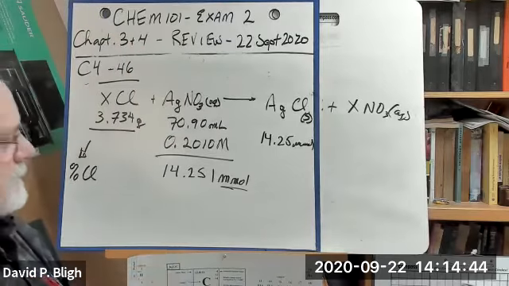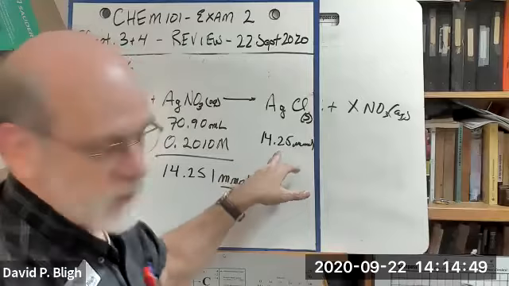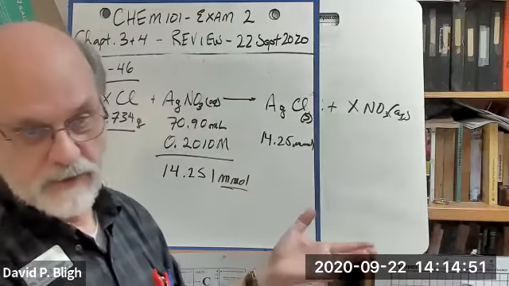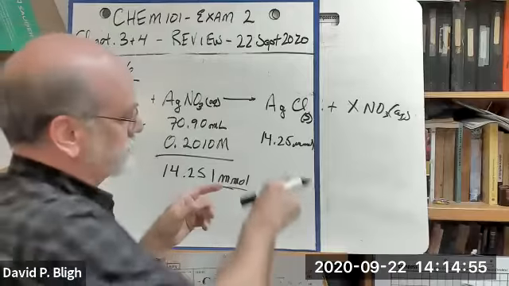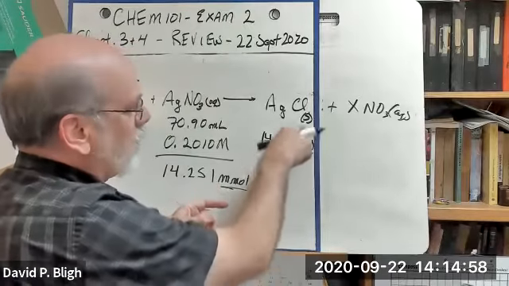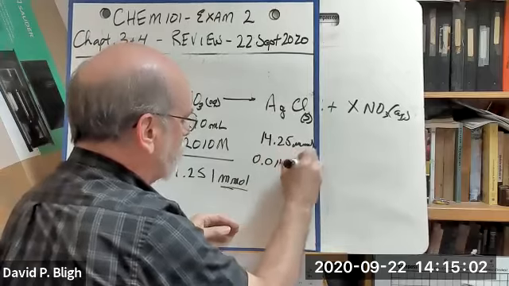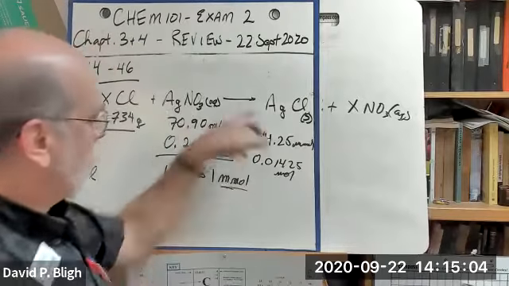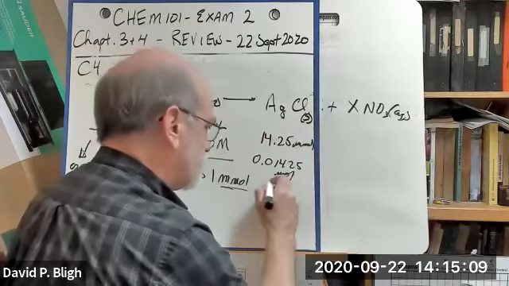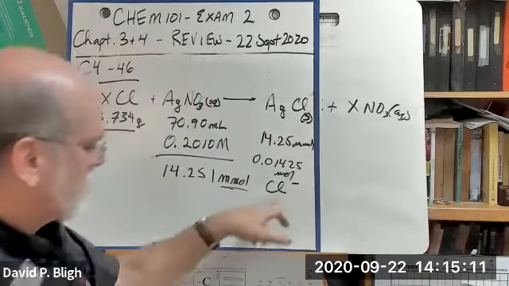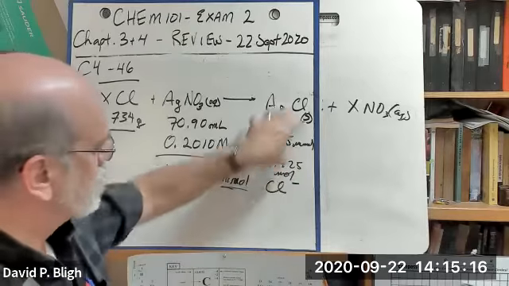Okay? But of course, we need to know how many moles, right, to use molar mass. So I sort of shot myself in the foot here. So how many moles of this do we have? 0.01425 moles. That's moles of silver chloride. How many moles of chlorine do we have? Same thing. We have the same moles of chlorine here as we do silver chloride.